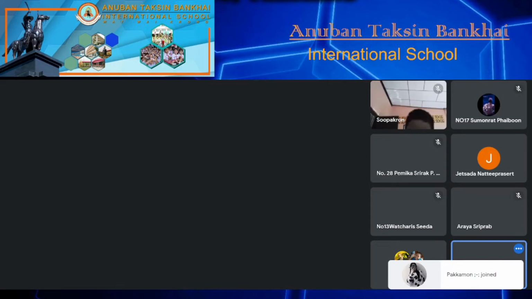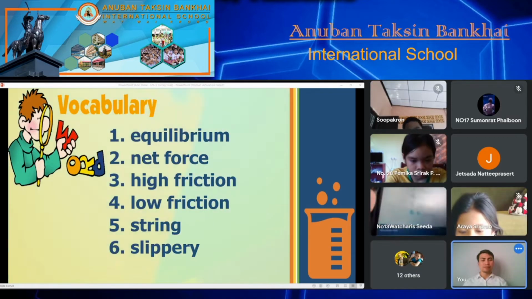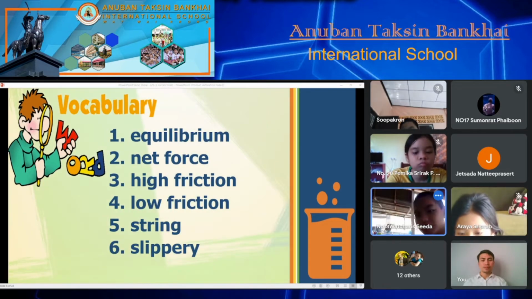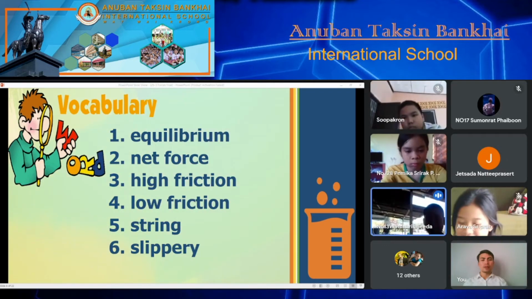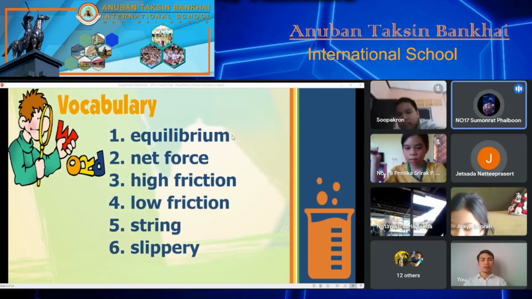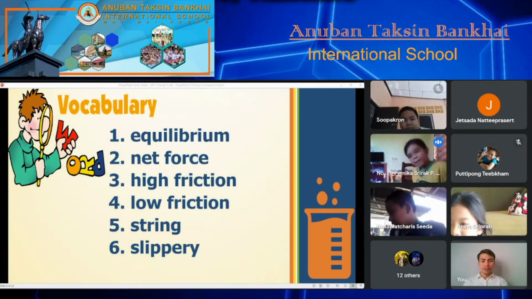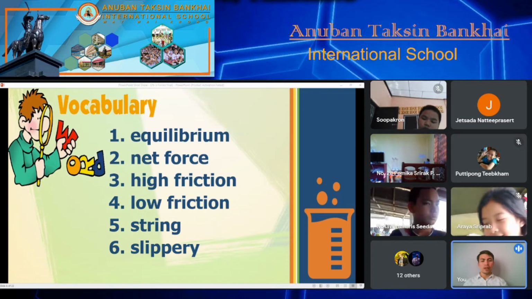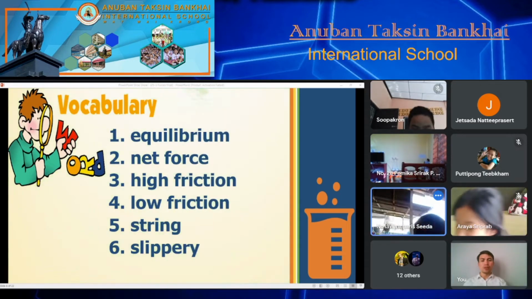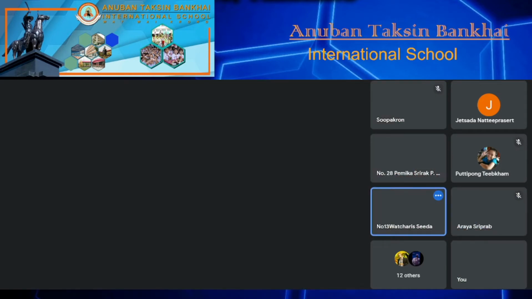Okay, now let's start with the word equilibrium. But before that, I will give you 1 minute to copy all the words. Good job. If you finish copying already, then we are going to start with the word equilibrium.